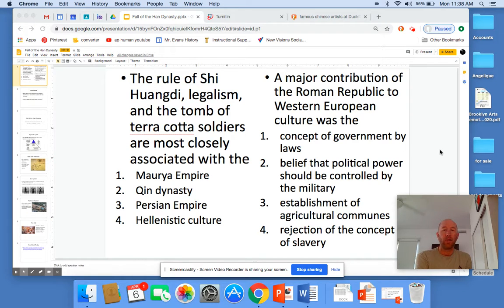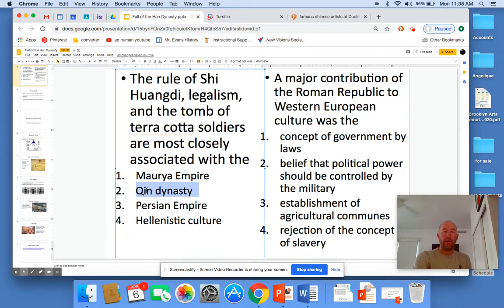The rule of Shi Huangdi's legalism and the tomb of terracotta soldiers are most closely associated with, and so it's looking for his family name. This is pronounced Qin. I know it looks like Queen, but it's Qin, and that's actually where the name of China gets its name from. All right, he was the first one to unify the people and geography of China, and that's where the country gets its name from. So the answer for the first one is 2.